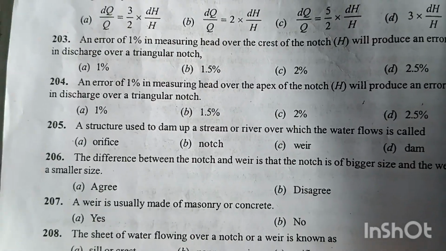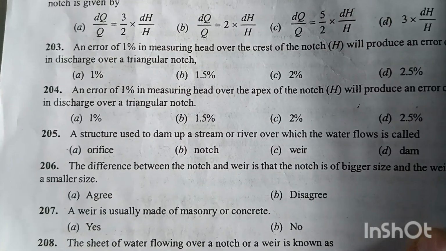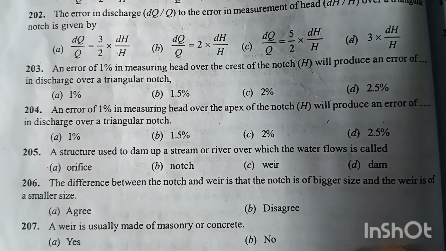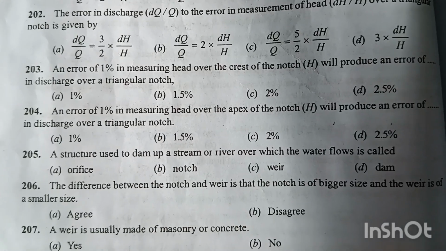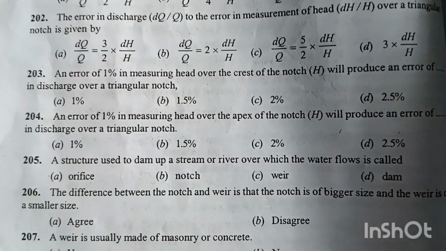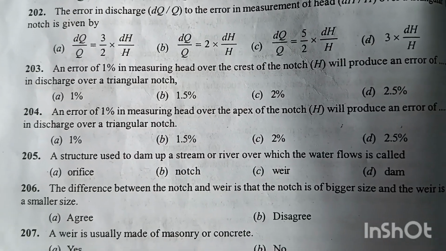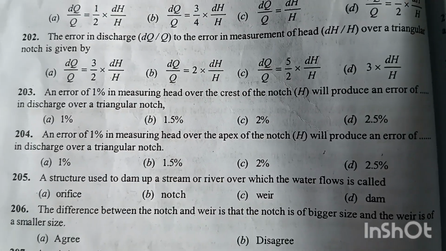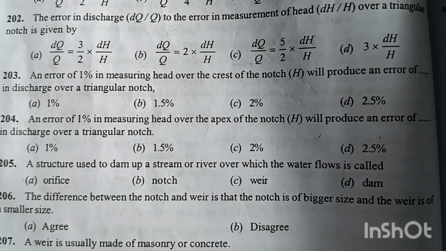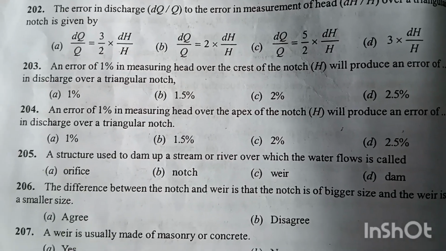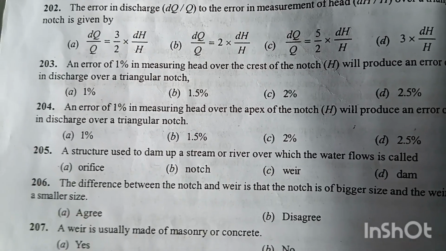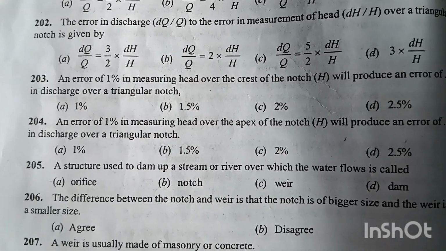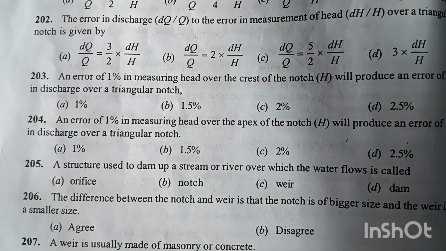Question number 204. An error of 1% in measuring head over the apex of the notch H will produce an error of what percentage in discharge over a triangular notch? Same question. 1% error in the measuring head, so the error in the discharge will be 2.5%. Option D is the right answer. And in case of a rectangular notch, it will be dQ by Q equal to 3 by 2 into dH by H. It will be 1.5% if it is a rectangular notch.